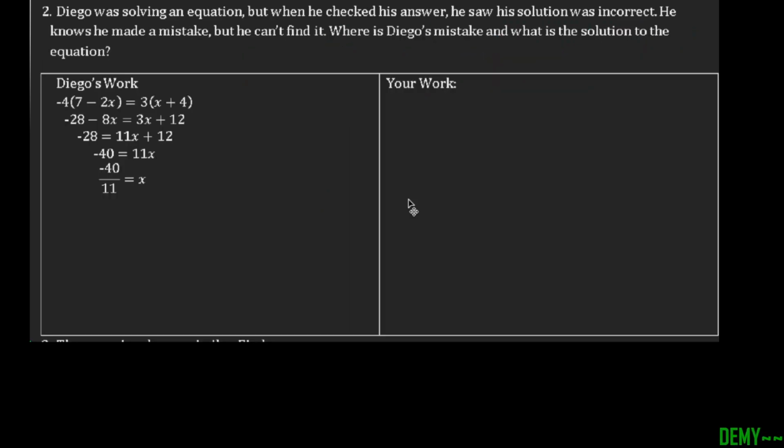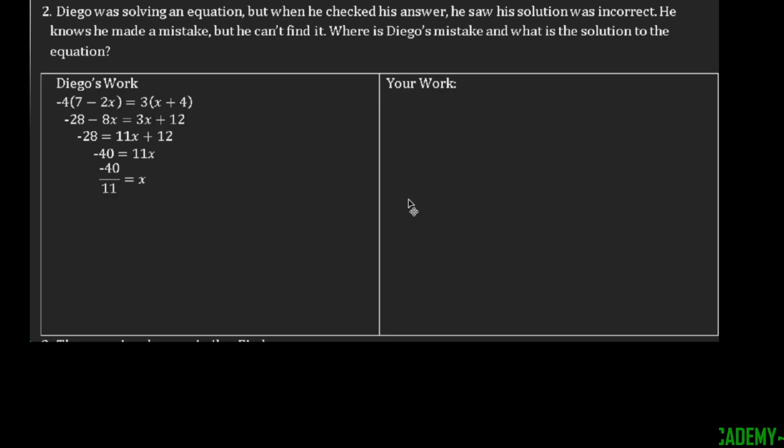Then for number 2, it says Diego was solving an equation, but when he checked his answer, he saw his solution was incorrect. He knows he made a mistake, but he cannot find it. So it says, where is Diego's mistake and what is his solution to his equation.